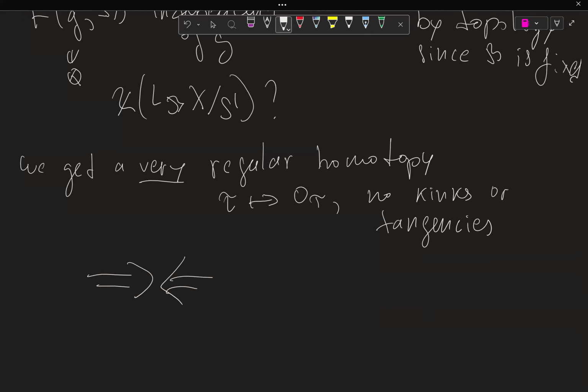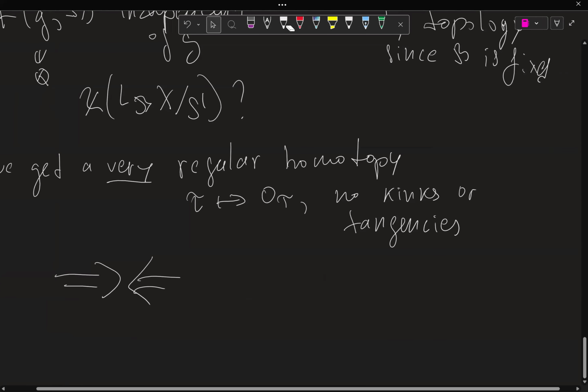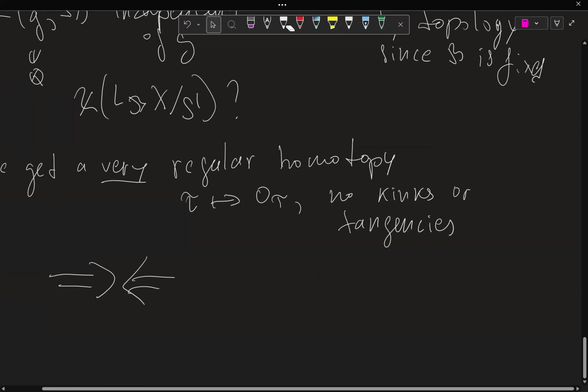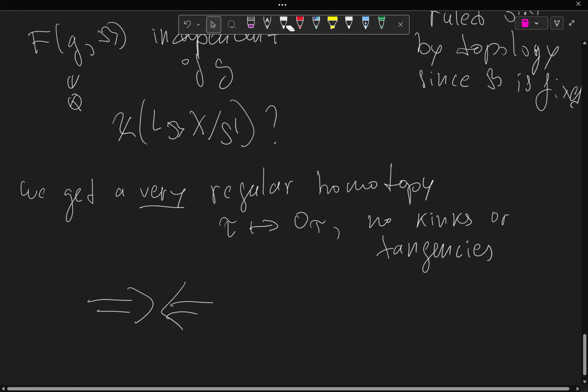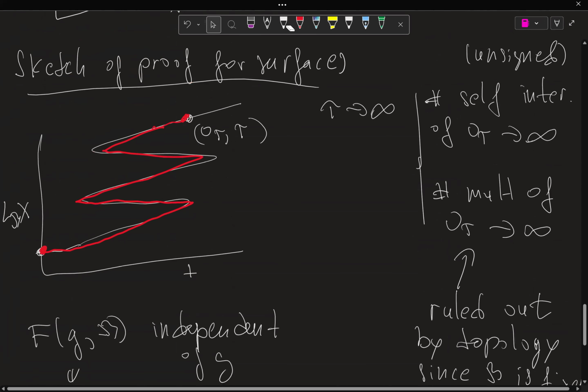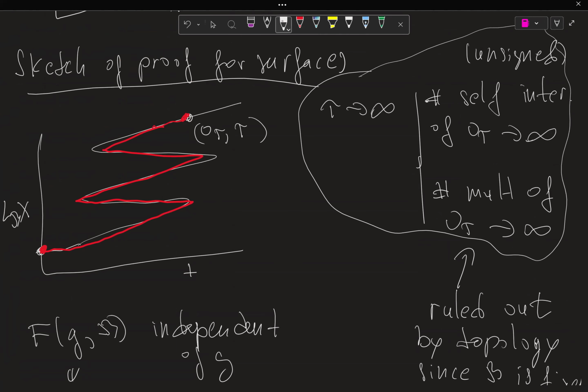Right? I mean, the only way you can increase the self-intersection number is by introducing a tangency, by deforming like this. So if there are no kinks or tangencies in our homotopy, then we cannot take the intersection number to infinity. And that's the contradiction. But this is of course just an outline, because I'm skipping some differential geometry in this step. But I think it's kind of believable.